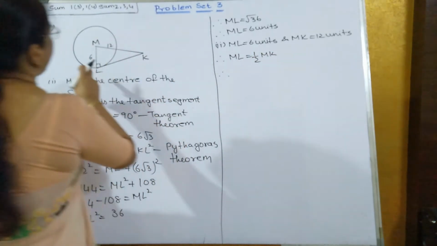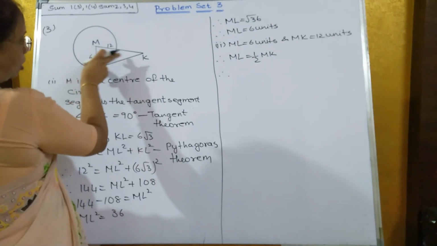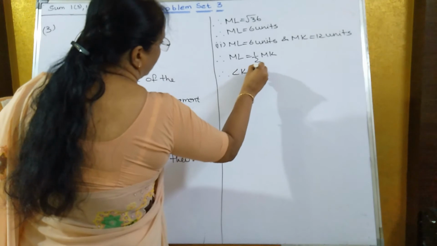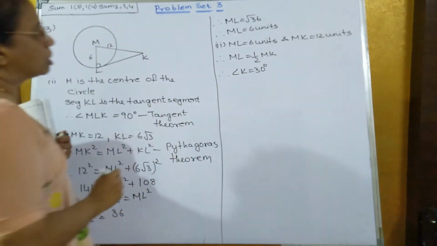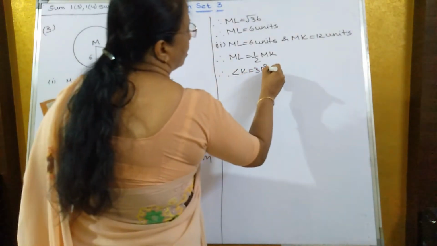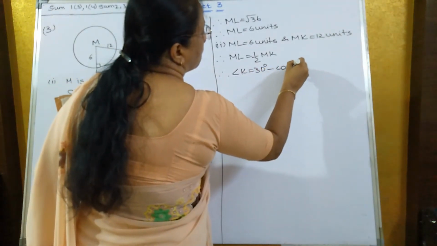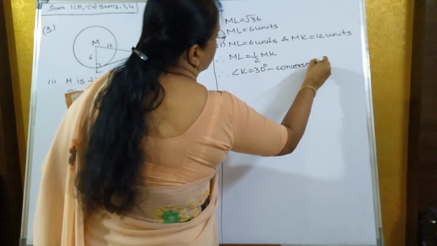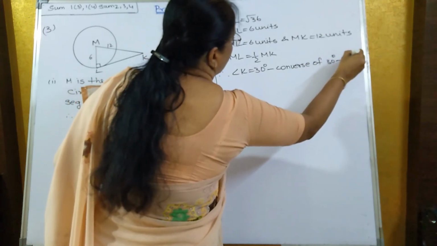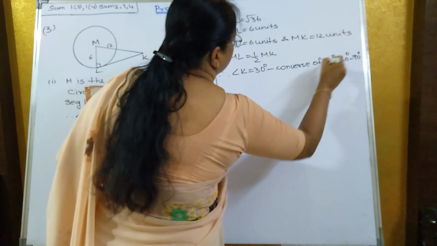Therefore, which is the angle opposite to ML? The angle opposite to ML is K. So angle K is equal to 30 degree, because the side opposite to 30 degree is always half of the hypotenuse. Now reason what you'll write down? Converse of 30 degree, 60 degree, 90 degree theorem.